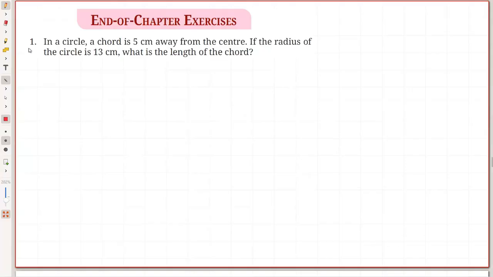End of chapter exercise, question number 1. In a circle, the chord is 5 centimeter away from the center. If the radius of the circle is 13 centimeter, what is the length of the chord?